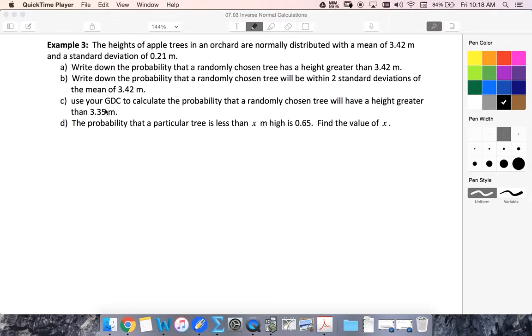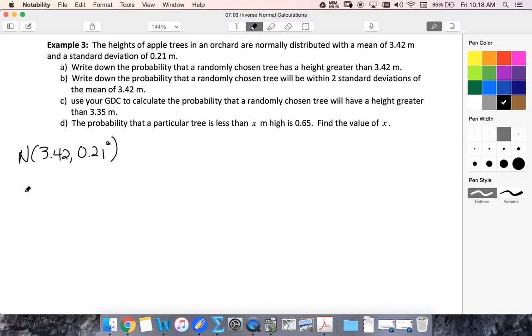All right, now we're going to be looking at a word problem, putting all of our normal distribution together. Heights of apple trees in an orchard are normally distributed, mean of 3.42, standard deviation 0.21. So we know that means we've got norm 3.42, standard deviation 0.21, so we write it with the squared, and these are for our x values, our probability. So write down the probability that a tree has a height greater than 3.42.